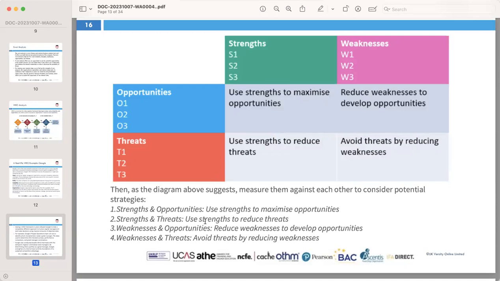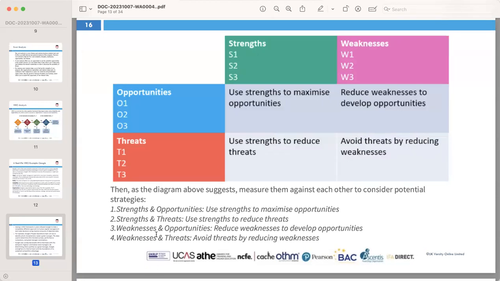Then strengths and threats: use strengths to counter your threats. If your organization is excellent at co-creating with customers but faces a skills gap within the market, consider integrating co-creation more deeply within the company to bridge the skills gap.